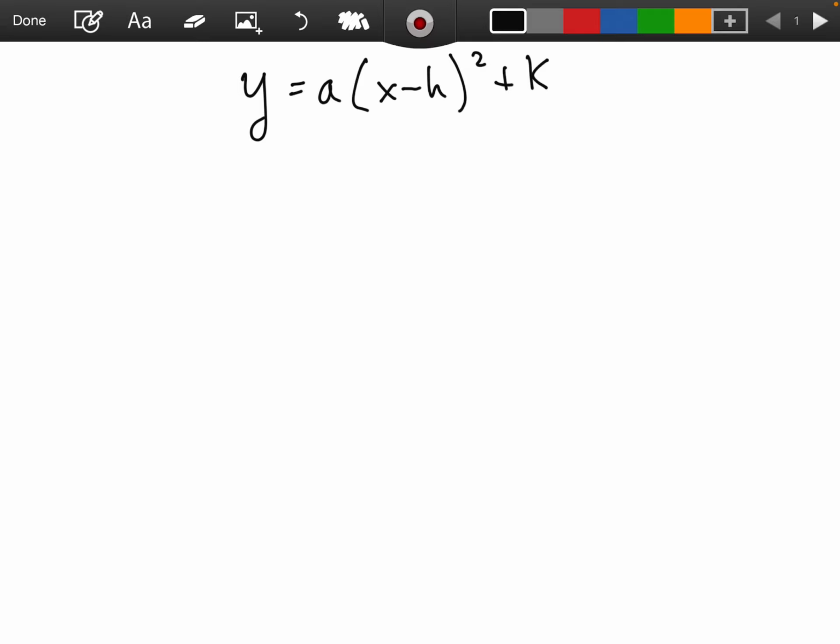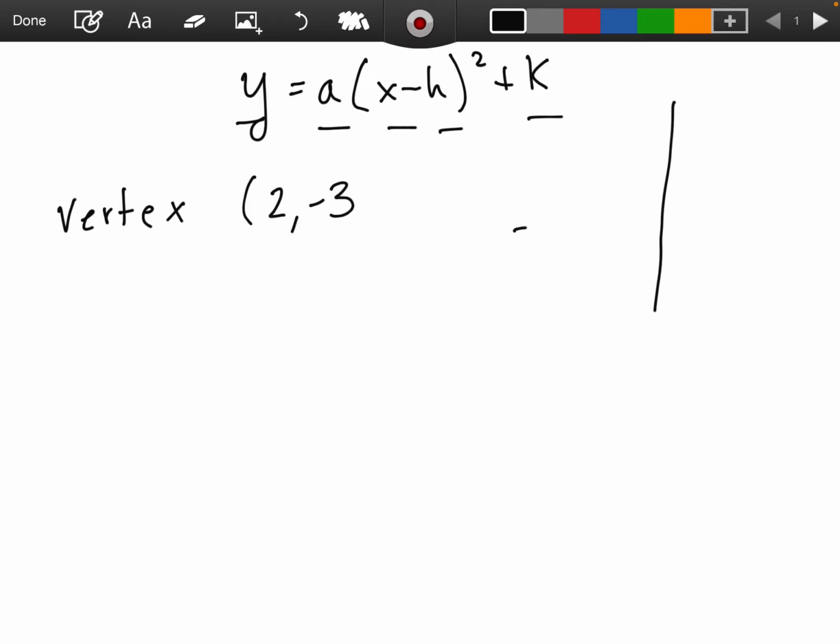All right, and if we look at this, we can see how many variables we have here. We have y, we have a, we have x, we have h, and we have k. So if we want to find any one of these things, we would have to be given four. And that's what happens when somebody tells you the vertex. So let's say, I'm just making this up, the vertex is at (2, -3).